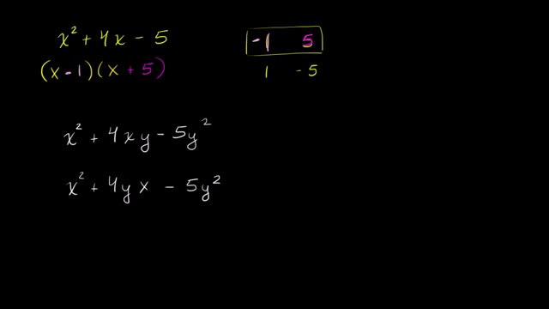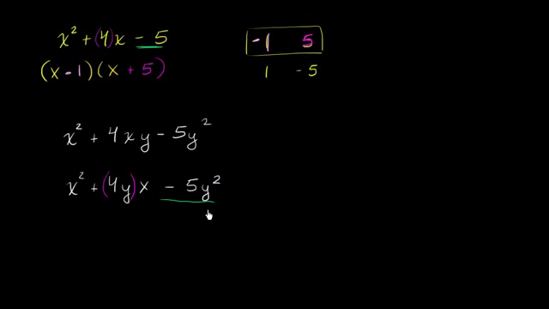And now it becomes pretty clear that this 4y term right over here is the coefficient on the x term, the same way that 4 was the coefficient on x right here. And this negative 5y squared corresponds to the negative 5 right over here. So we can do the exact same thought process. Let's think of two, now not just numbers, they're going to have variables in them. Let's think of two terms or two expressions that if I multiply them, I get negative 5y squared, and when I take the sum, I get 4y.